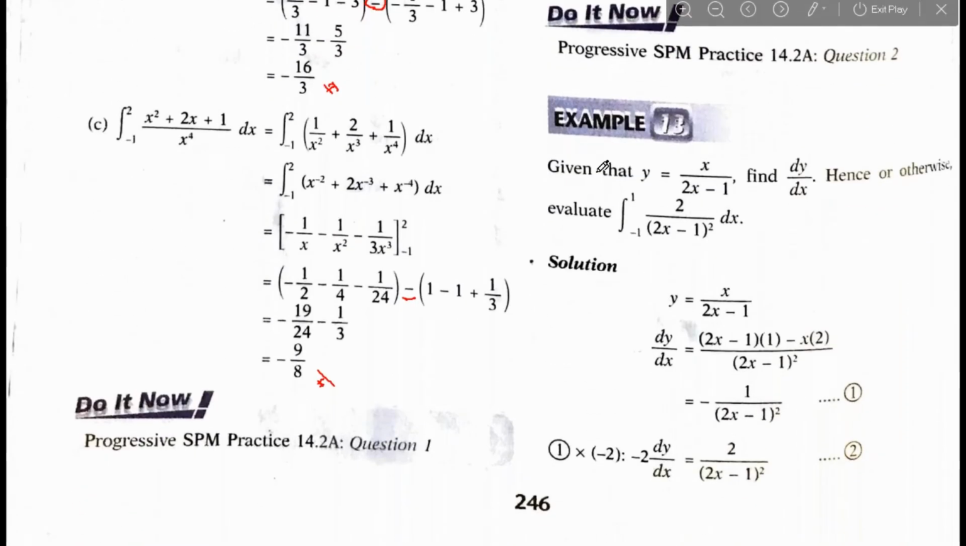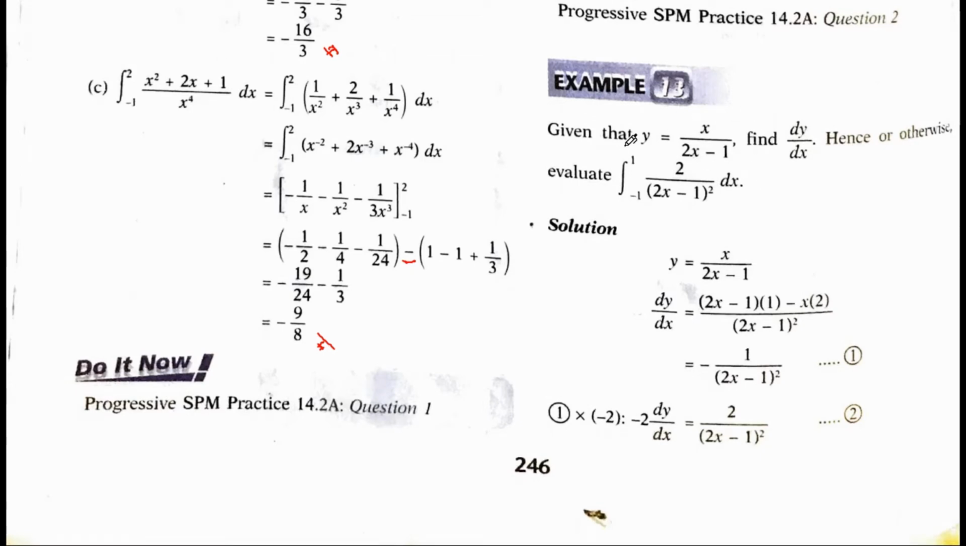Example 13. Given that y equals x over 2x minus 1, find dy/dx. Hence or otherwise evaluate this. First we do the differentiation. This is a fraction and both denominator and numerator have x. So for this one, we have to use the quotient rule. Let u equal x. Let v equal 2x minus 1. Then du/dx will be 1. dv/dx will be 2.